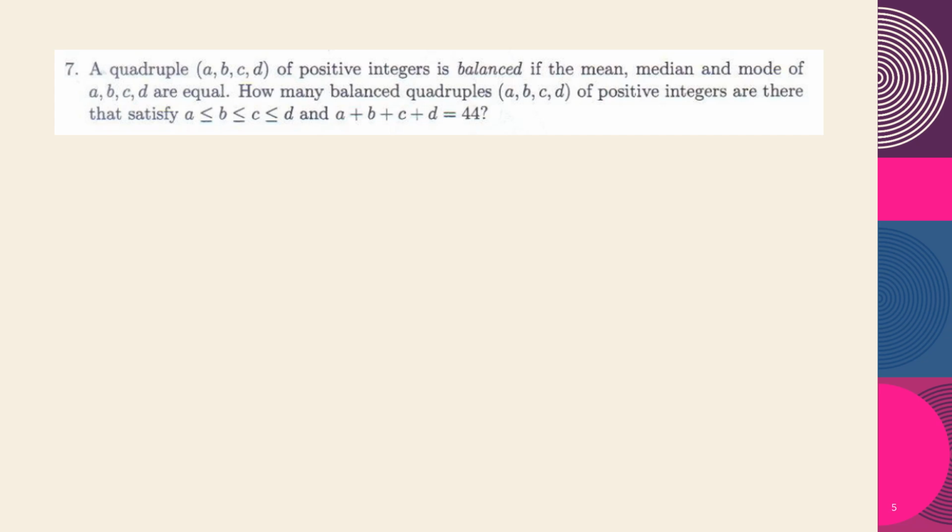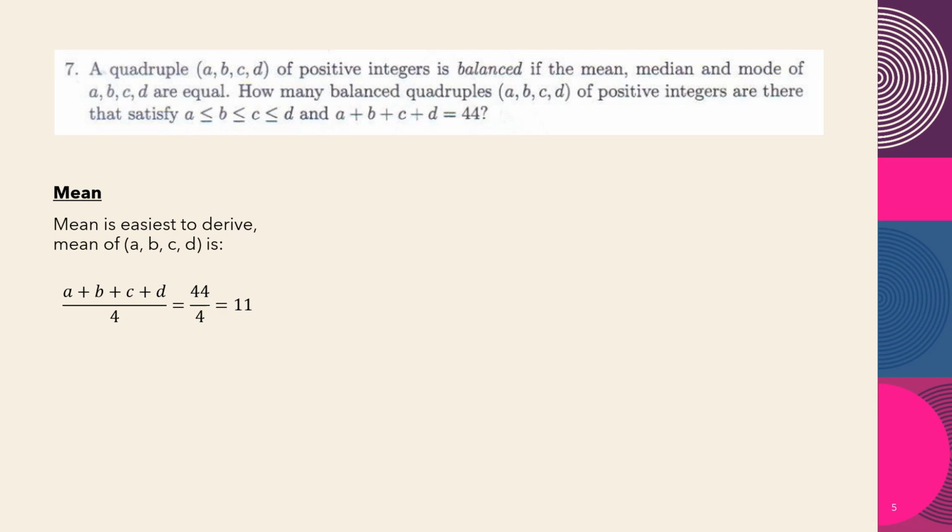Hopefully you know what they are, but if you don't, don't worry, I'll go through that now. Mean is basically the easiest to derive. It's just our normal average. We take all four numbers and divide by 4. Because we're already given that A plus B plus C plus D equals 44, for the mean we take A plus B plus C plus D over 4. The mean in this case would be just 11. And because they said the mean, median, and mode are equal, that means the median is also 11 and the mode is also 11.